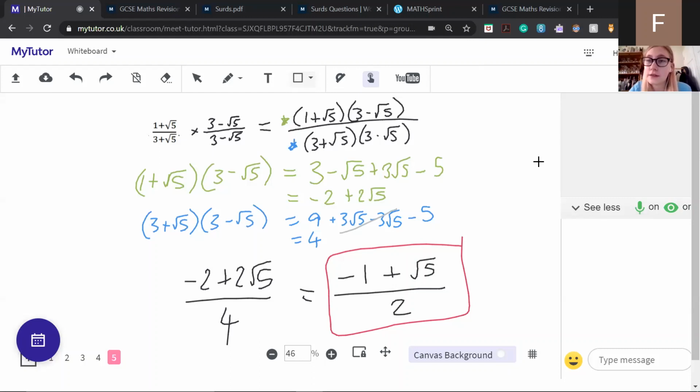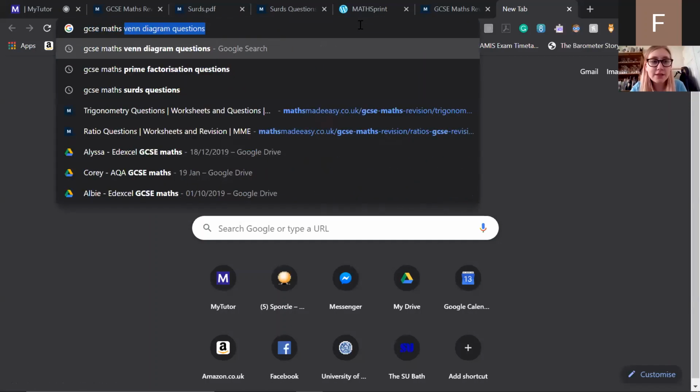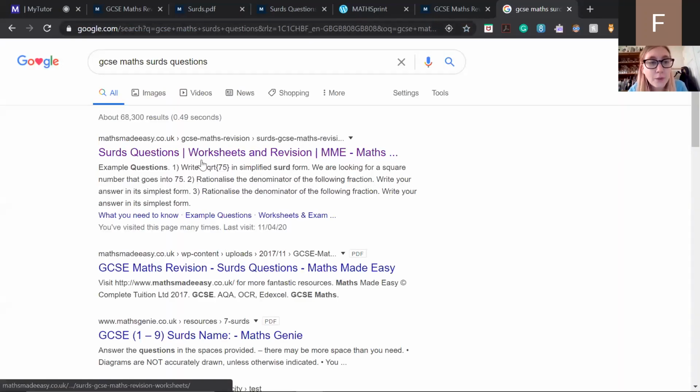Brilliant, thank you. And someone's asked, I don't know if this is possible, Molly, but could you show us what links you click on the Maths Made Easy website? Yes, I'll show you exactly what I do since I'm sharing my screen. So say I was looking for these surds ones, I always start with GCSE Maths. You can see all the ones that have come up, surd questions. It will pretty much always be the first link that comes up.